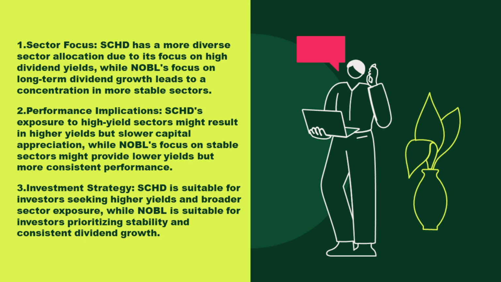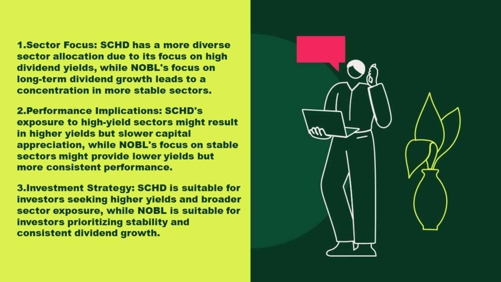This focus on long-term dividend growth often leads to heavier allocations in certain sectors, where companies have demonstrated stability and reliability in dividend payments. As a result, NOBL tends to have a larger allocation to consumer staples, healthcare, and industrials. These sectors are known for their steady performance and resilience during economic downturns, but they might not have the same level of growth as technology or more cyclical sectors.